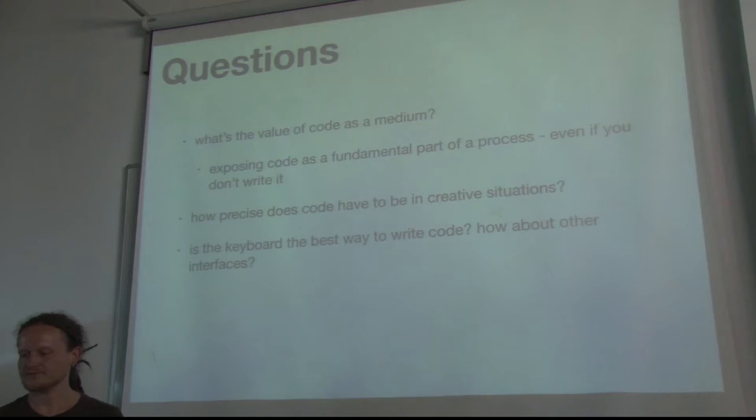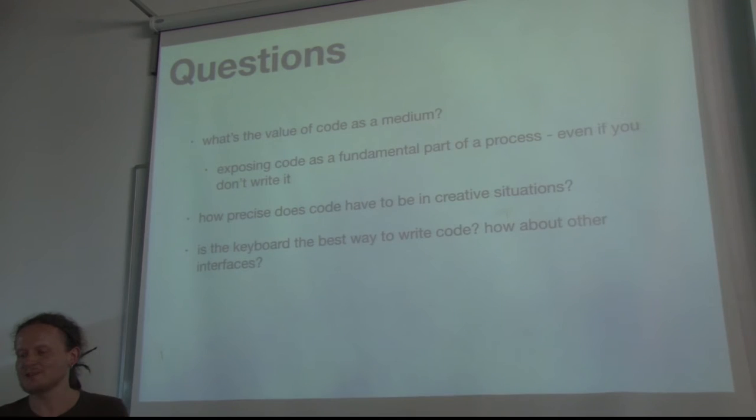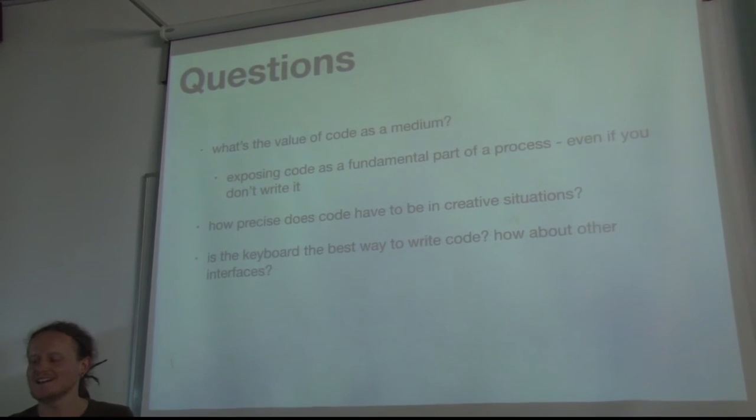How precise does code have to be in a creative situation? So quite often, especially in live coding, you might not always know what's going to happen when you run a line of code. So there's kind of an unpredictability built into sound synthesis. But can we build that into the writing of code as well? Does it matter if you can't really predict exactly what code is going to do, but you've got quite a good idea? And the last thing is, is the keyboard the best way to write code? I think the answer is almost definitely yes, but why not experiment with some other things?